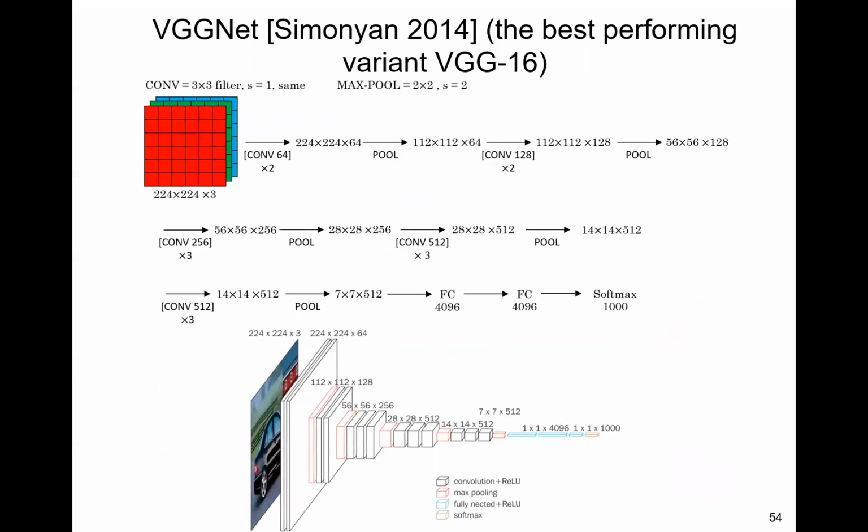VGGNet was invented in 2014. The figure shows all the layers, filter, and map sizes. It's also for ImageNet, and this illustrates more graphically how the input is gradually reduced in size until the last few layers.